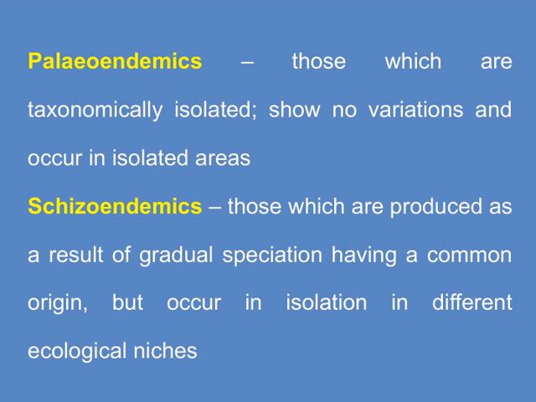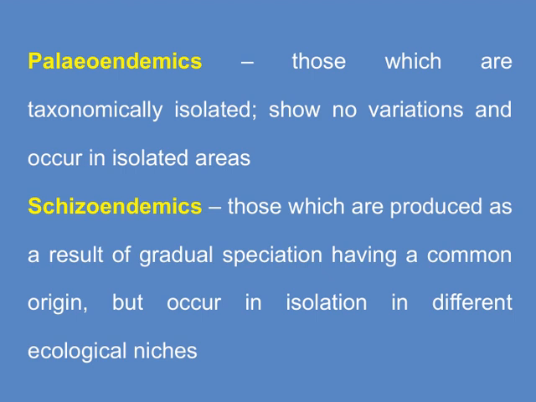Next, we have schizoendemics. These species arise through a process called gradual speciation, which means they originally shared a common ancestor, but have diverged over time as they adapted to different ecological niches. What's interesting is that, despite originating from the same lineage, these species now occur in separate, isolated environments. This separation often leads to unique adaptations suited to their specific niches.